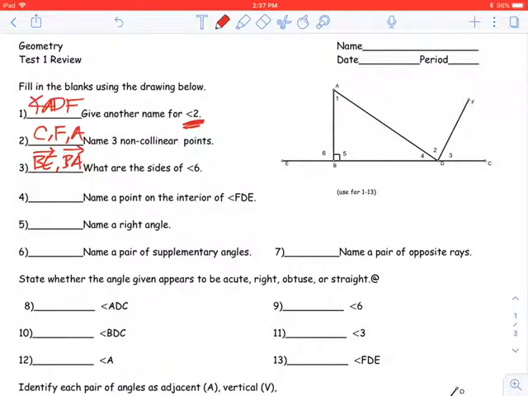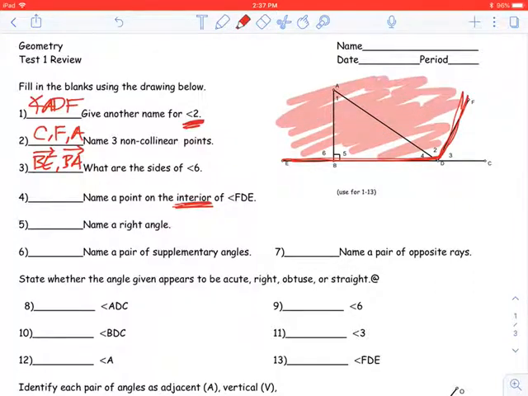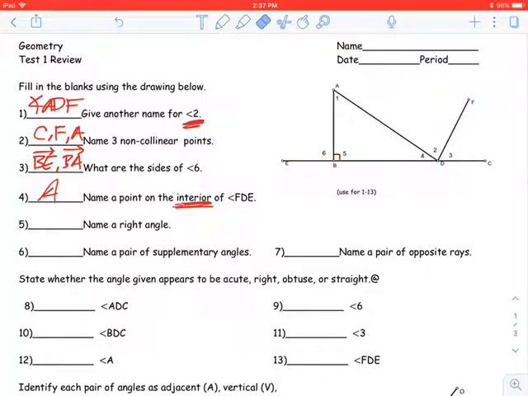Okay, so name a point on the interior of FDE. The interior means what's inside of it. So FDE is this angle here. Naming a point inside of there would mean any point that's in this area. And the only one that shows up there is actually A. Point A is the only one that's actually inside of there.